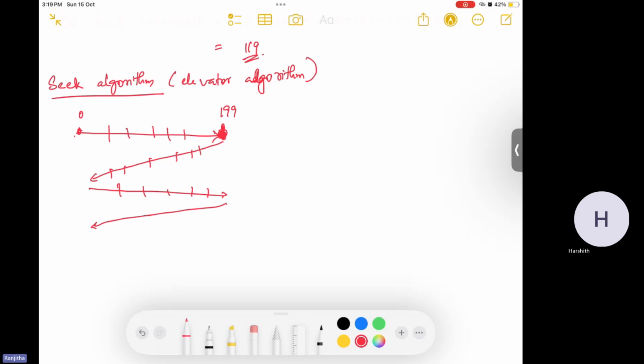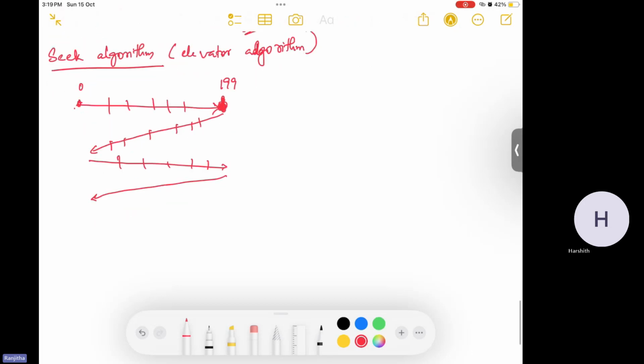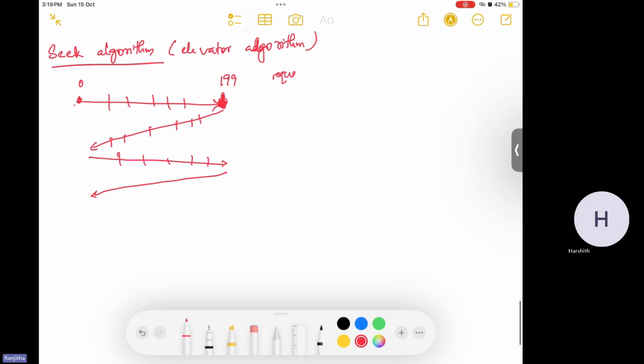Let's again look at it with an example. So requests in 98, 183.